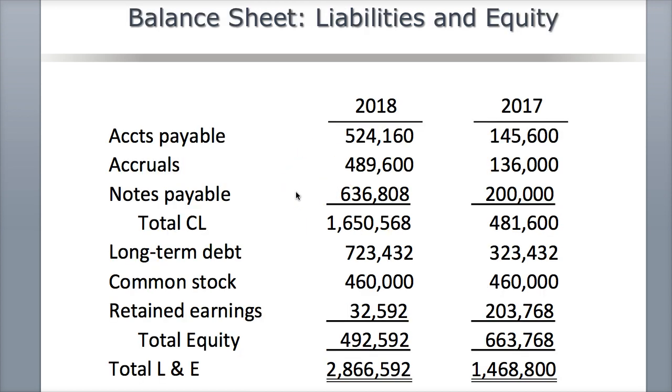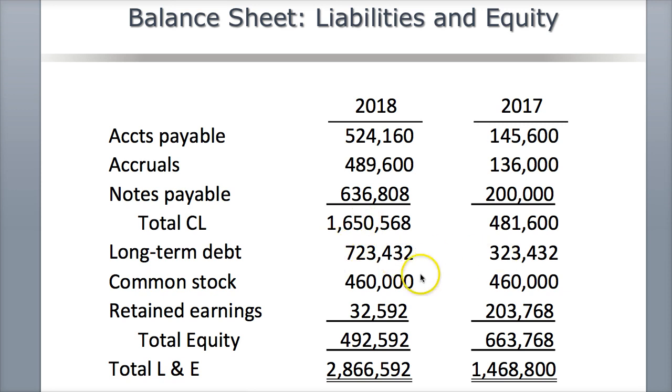If we look at the second section, liabilities and equity, we see that the accounts payable liabilities have increased. That's not good. Accruals have increased. This is money that is owed, like you can accrue payroll. So it's things that we owe, but as a company, we haven't paid yet. Notes payable has increased. So the total current liabilities have increased greatly.